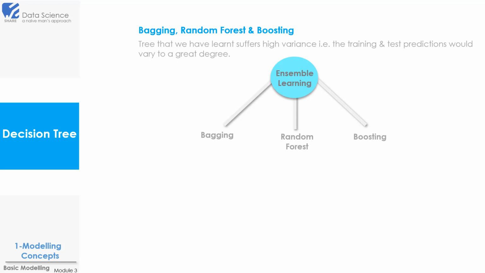It is the art of combining a diverse set of learners, that is individual models, together to improve on the stability and predictive power of the model. So we apply ensemble learning over and above the various models that we have built.